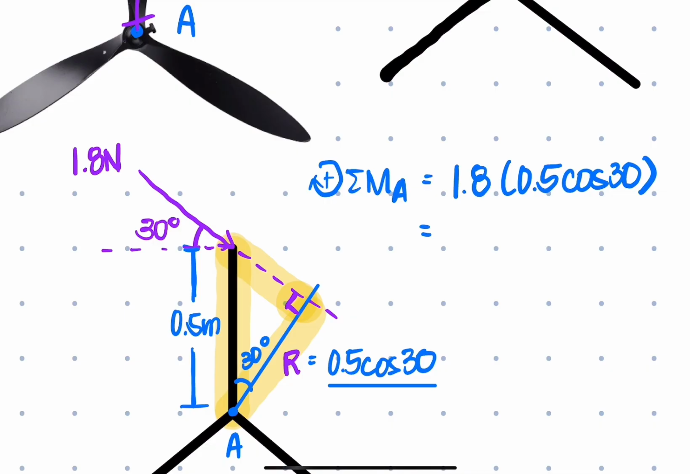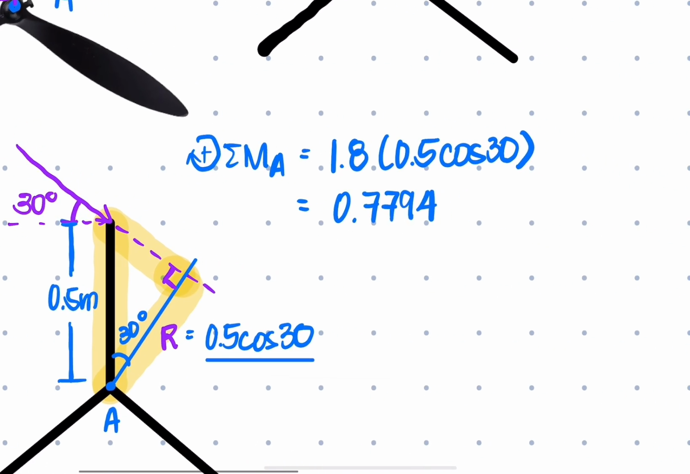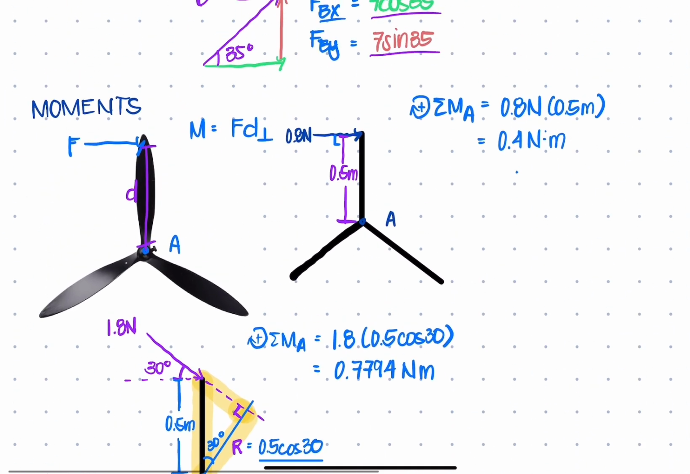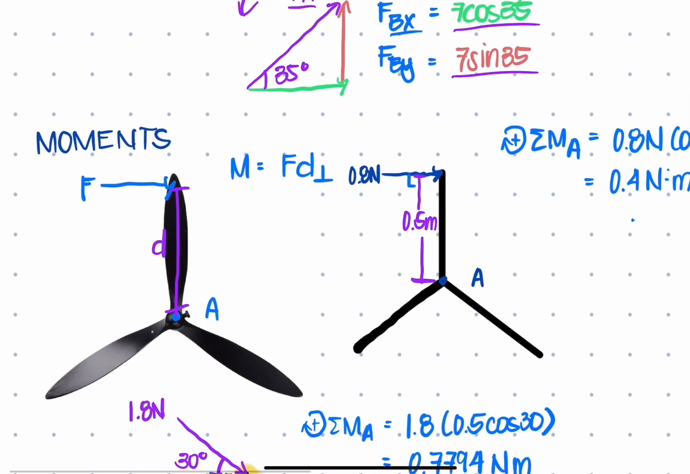So, kapag kinalculate natin yan, 1.8 times 0.5 cosine 30 is gonna be equal to 0.7794, 0.7794 Newton meters. Okay? So, ganun lang siya, guys. Ganun lang yung moment. Kailangan lang ng onting practice para ma-determine kung clockwise or counterclockwise ba yung rotation depending on the location of the application of the force.